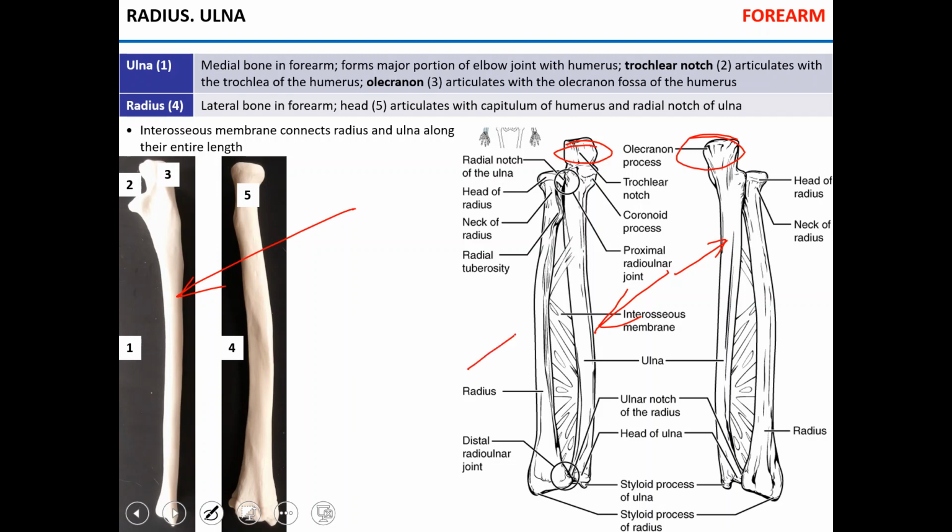Radius is the lateral bone of the arm. The head of the radius is proximal to the wrist, for instance. Its head articulates with the capitulum of humerus and the so-called radial notch of the ulna. Ulna and radius are connected to each other by the interosseous membrane. This membrane facilitates the movement of the radius versus ulna when you pronate or supinate your forearm.